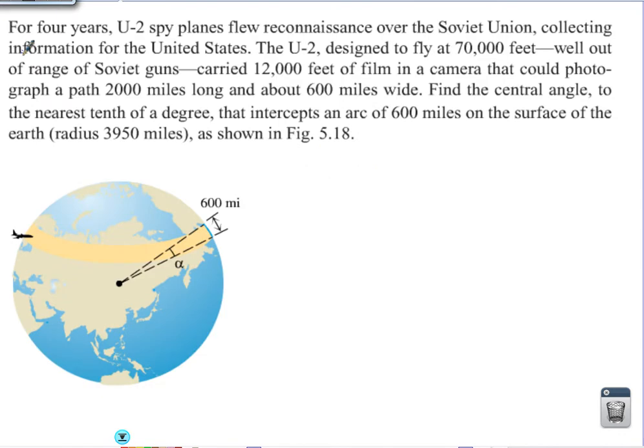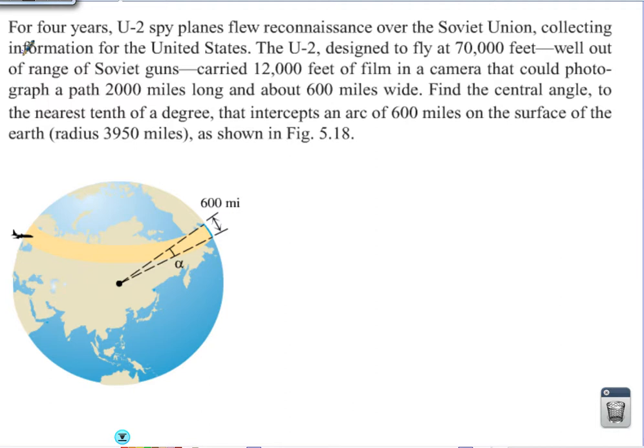This reminds me of an ACT type problem because it's got all this wording, and there's like 10,000 numbers in this problem, and you only use 2 of them. There's lots of extra information here. For 4 years, U-2 spy planes flew reconnaissance over the Soviet Union, collecting information for the United States. The U-2, designed to fly at 70,000 feet, well out of range of Soviet guns, carried 12,000 feet of film, wow, and a camera that could photograph a path 2,000 miles long and about 600 miles wide.